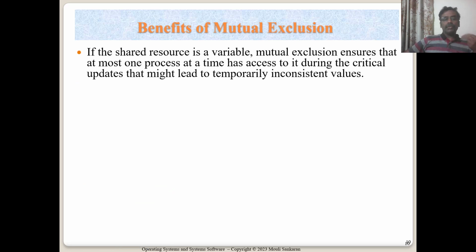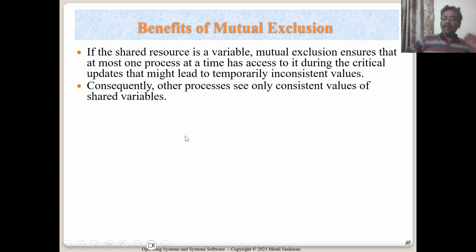So, benefits of mutual exclusion: if a shared resource is a variable, mutual exclusion ensures that at most one process at a time has access to it during the critical updates. Okay, and it helps avoid any temporarily inconsistent values. Consequently, other processes see only consistent values because only one is allowed to modify the shared variable. You will always see that consistent values are maintained.